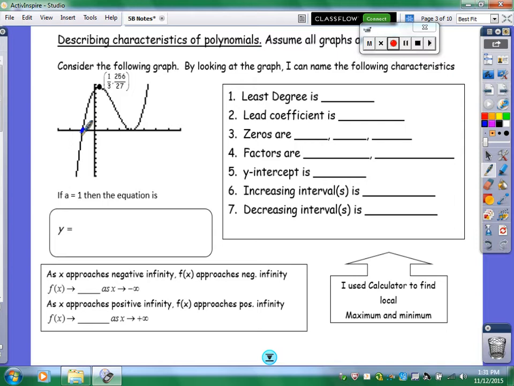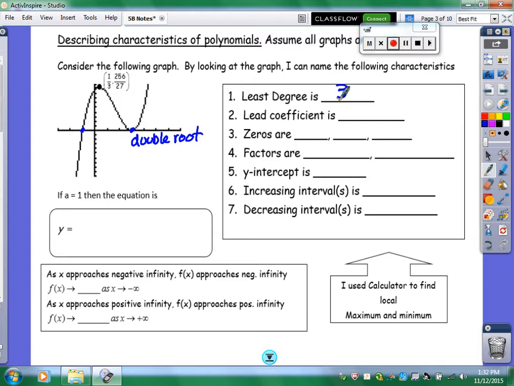Because this touches the x-axis once, this is called a double root when it bounces off like this. And we count that twice. So the least degree here is 1, 2, 3. So my least degree is 3. I know the smallest degree it can be is a third degree. We can have imaginary solutions and I can't see those because they're not touching the x-axis.